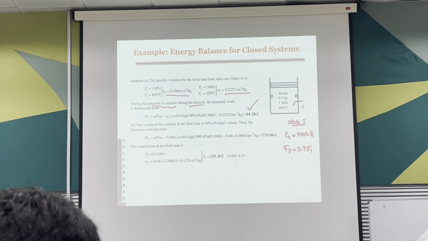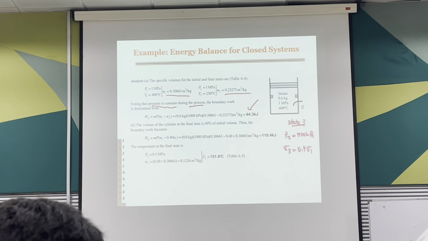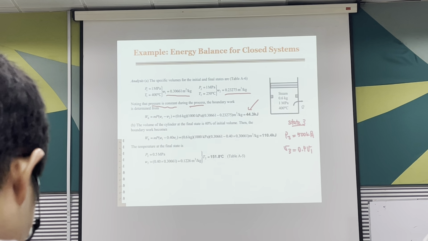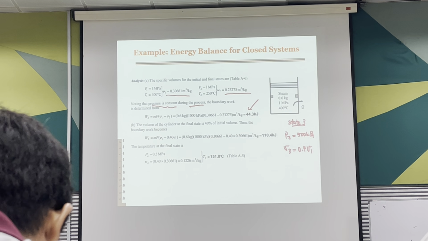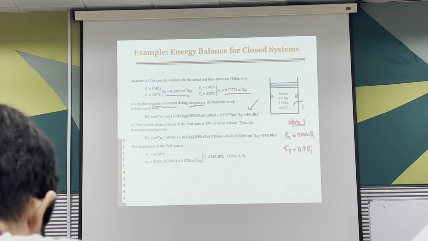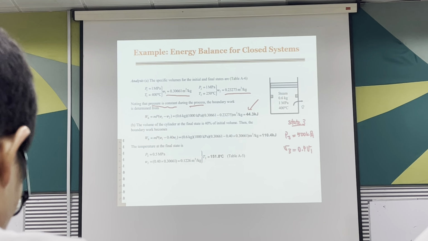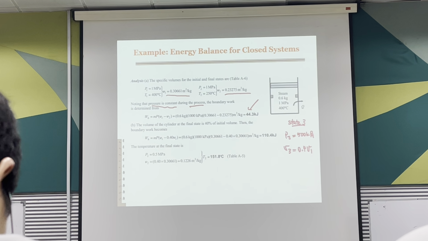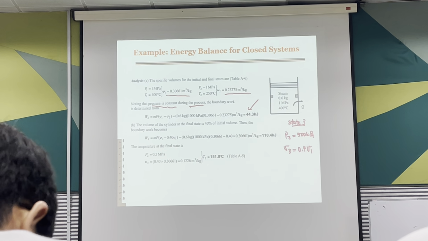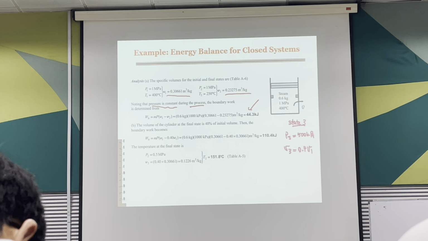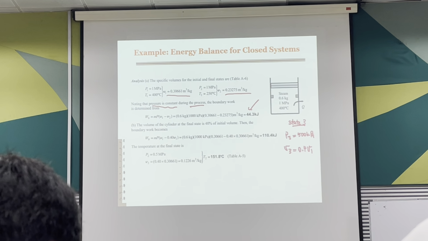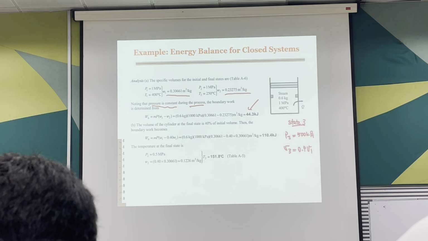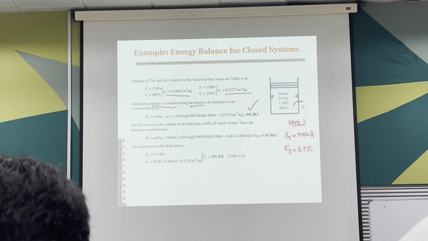So the volume of the cylinder at the final state is 40% of the initial volume, it's stated there. Then the boundary work becomes, you can see the boundary work equation here, right? For some reason, we actually use 1000 kilopascal here. So why is that the case? Here you need to understand how the process works. From 1 to 2, as you cool down the steam, pressure doesn't change, right? Basically the volume reduces.